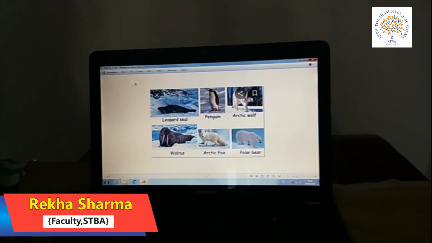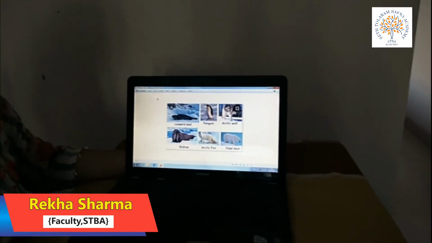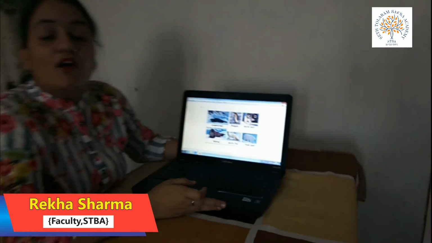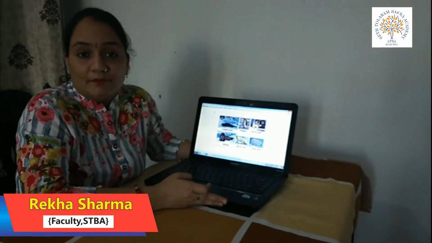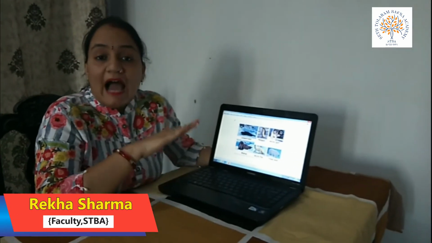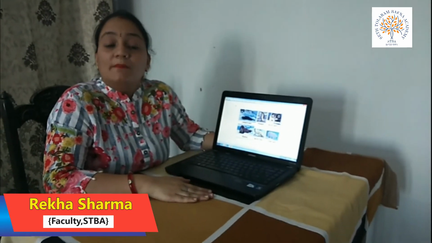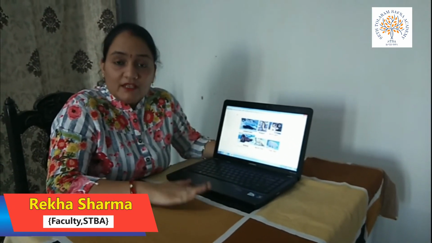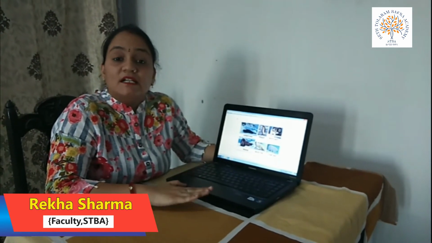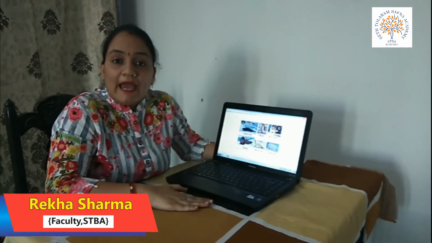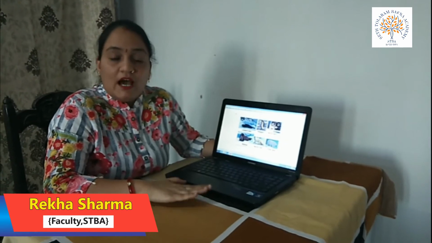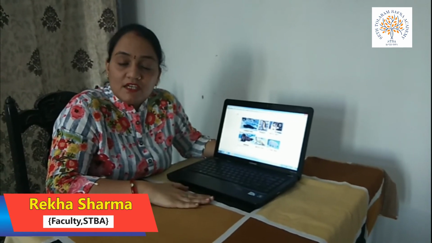All these animals are found in the polar region, and you can see the ground here is always permanently frozen. Permanently frozen means the ice covers the ground throughout the year. That is called permafrost. Where the ground is permanently frozen is known as permafrost. I hope you understand this classification of the earth.